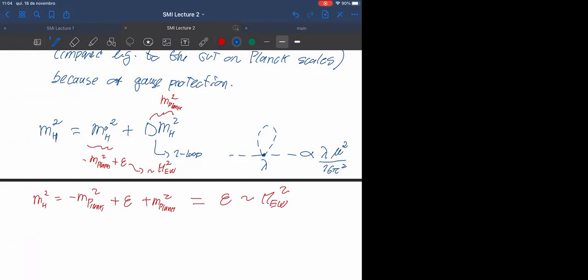It's really something that works extremely, annoyingly well in experiments, but it's also something that we really don't understand. We don't understand the fundamental origin of the Higgs boson.